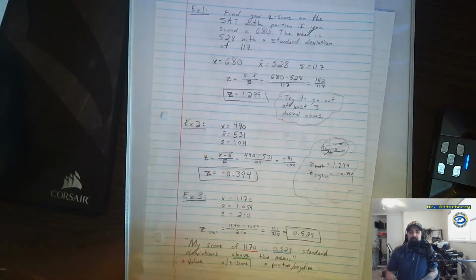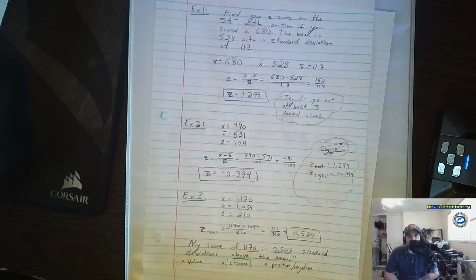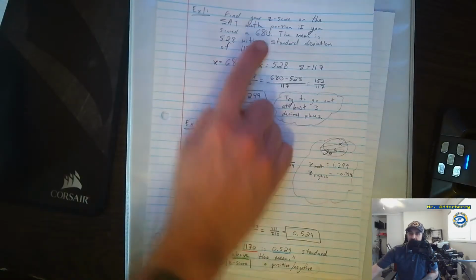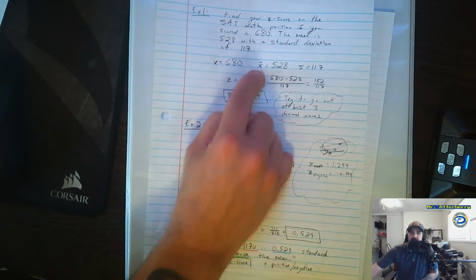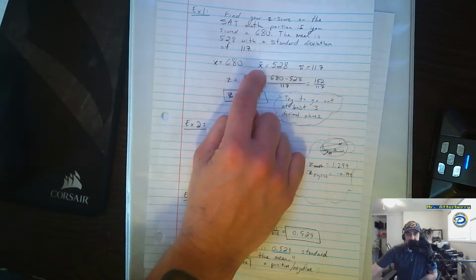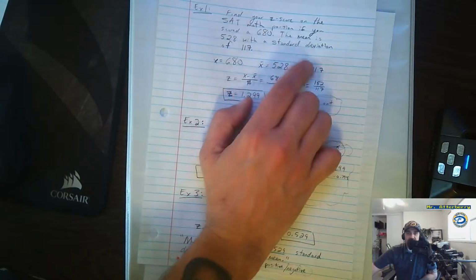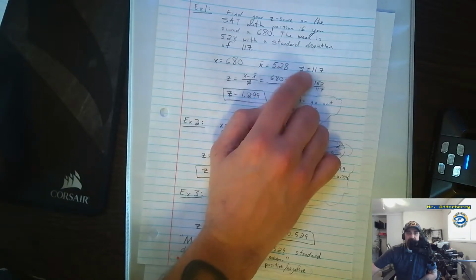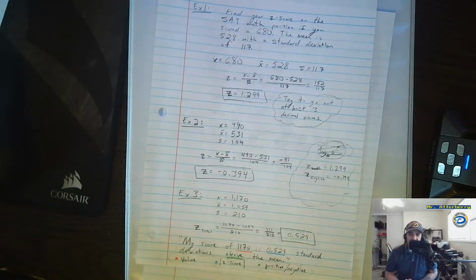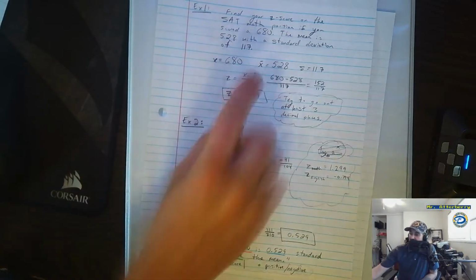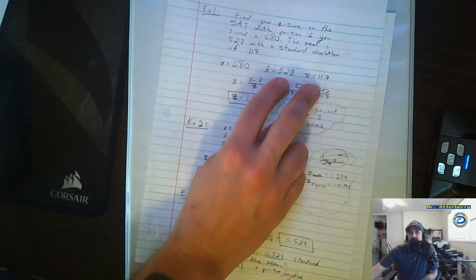So here's example 1, and it says find your z-score in the SAT math portion if you scored a 680. The mean is 528 with a standard deviation of 117. So what do we know? We know the value that we care about is 680, that's the score you got on the SAT. The average SAT math score is a 528 and it has a standard deviation of 117. These are the standard deviations calculated along with the average from all the data. I believe it's from a year or two ago, might be the 2018 scores, but I looked them up online and that's what I found.